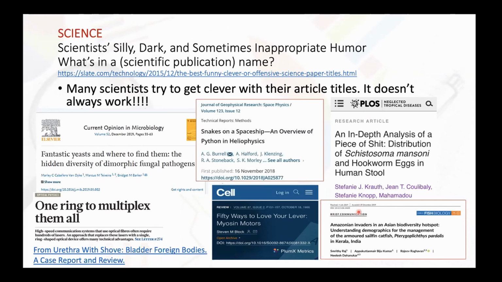Okay, so this is a title which we have given in a recent paper, and it says: Amazonian invaders in an Asian biodiversity hotspot, understanding demographics for management of the armored sailfin catfish. Okay, so we have given one thing, Amazonian invaders in an Asian biodiversity hotspot. This is just to explain the place of origin of that species, and also the impact in a particular biodiversity hotspot. So you can frame the titles in different manner, but the content should be very clear from the title.